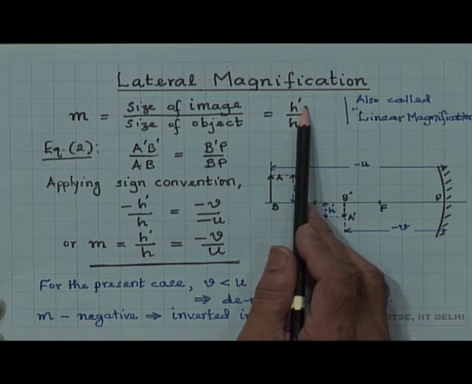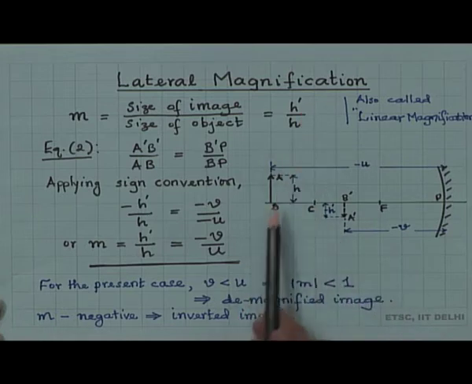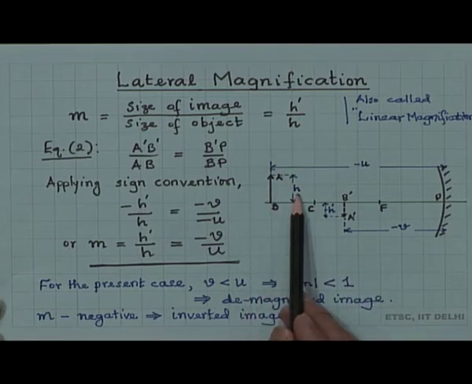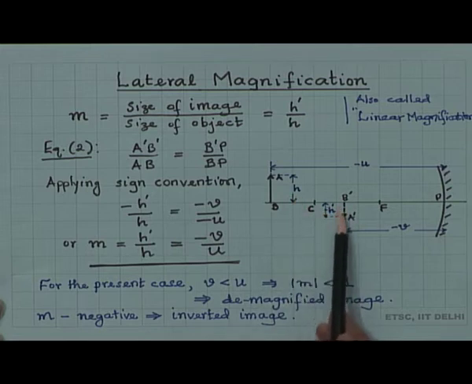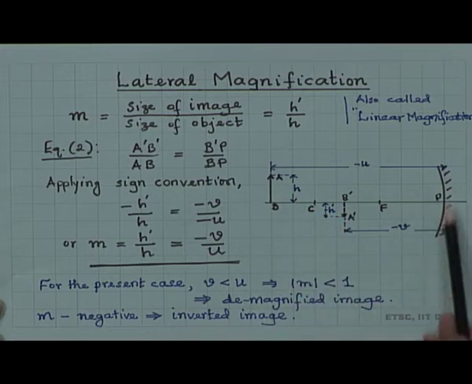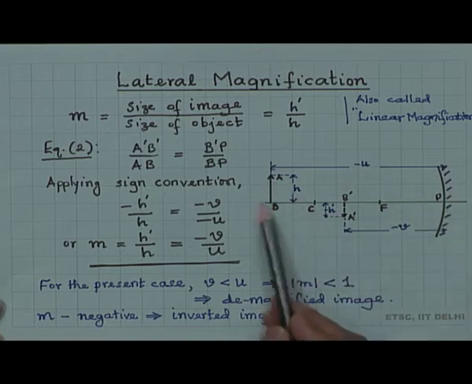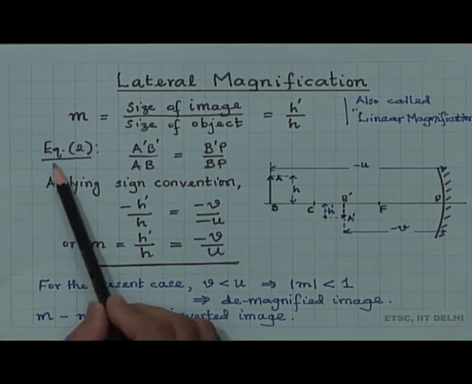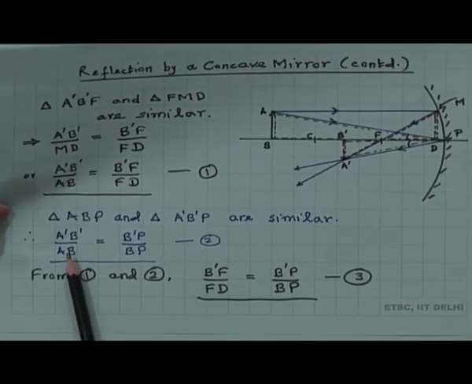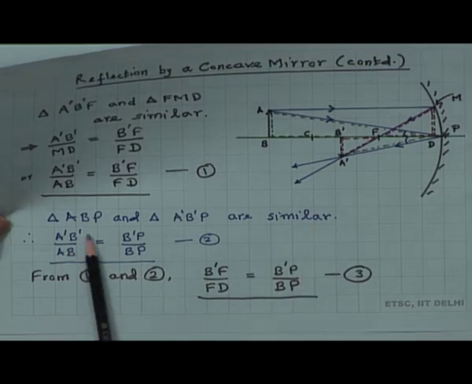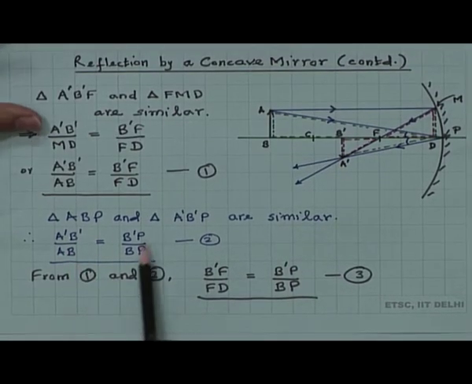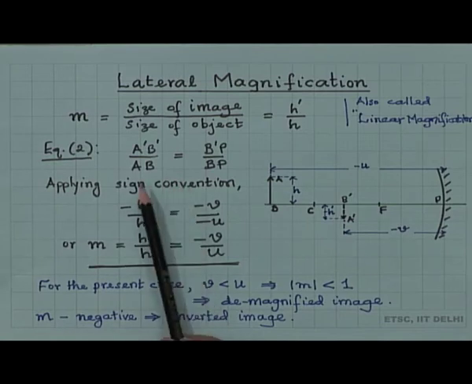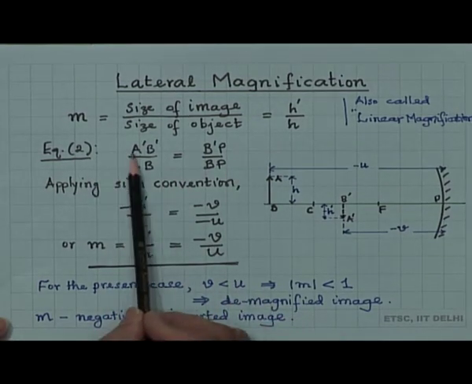Size of the image is h dash, size of the object is h. Here, AB size is h, and h dash is the size of the image. It is the same figure I have drawn, again dropping the ray diagrams there, and locations are pointed out. And from equation 2, we had obtained equation 2, A dash B dash by AB is equal to... I have rewritten that equation 2 here.